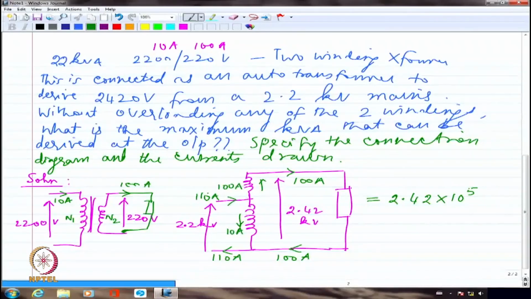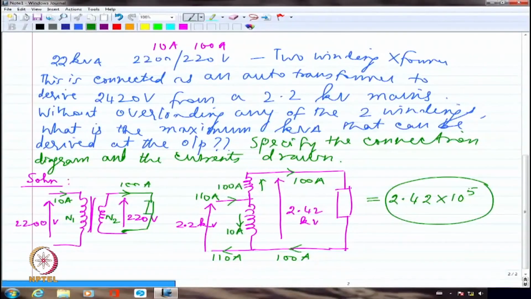Because if I am saying that the output kVA is 2.42 into 10 power 5, it cannot come out of nowhere. It has to come from the source only, nothing else. So I have got the output kVA rating. I know the input voltage. I should be able to definitely get what is the input kVA that I have to supply. Input kVA has to be equal to output kVA by and large, except for whatever are the copper losses and constant losses. So input kVA and output kVA have to be equal to each other.